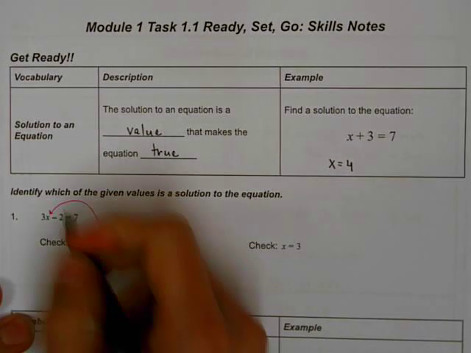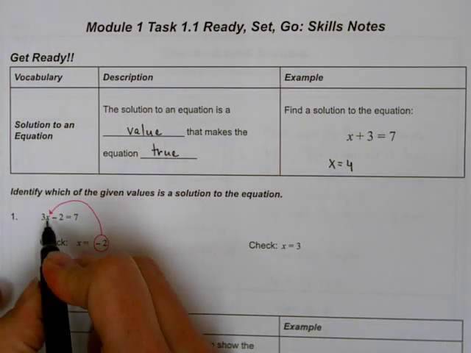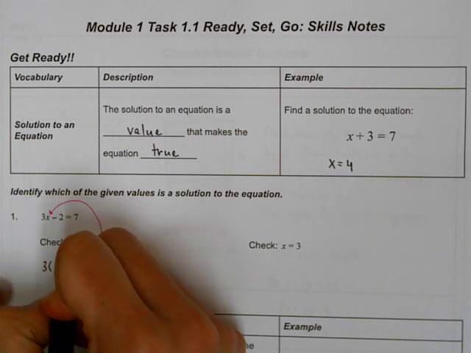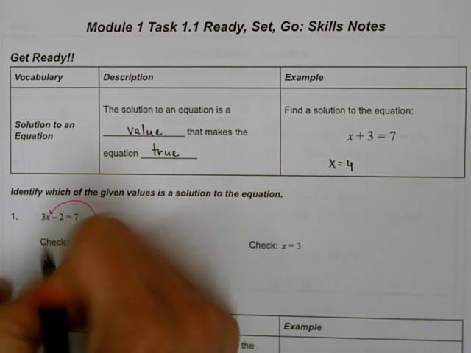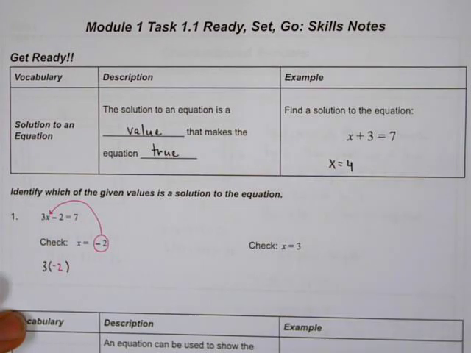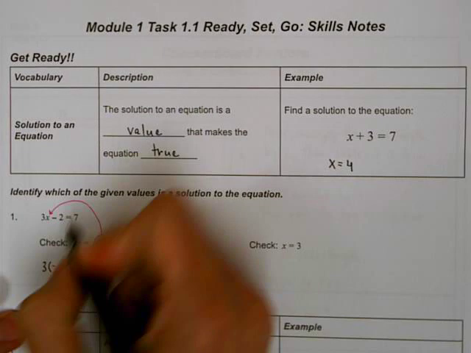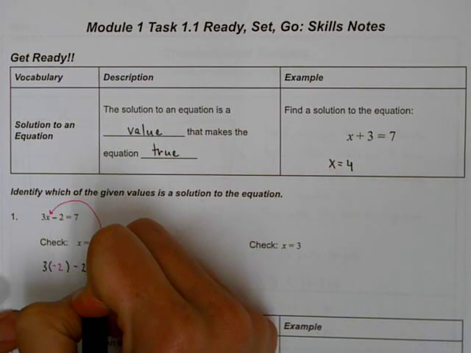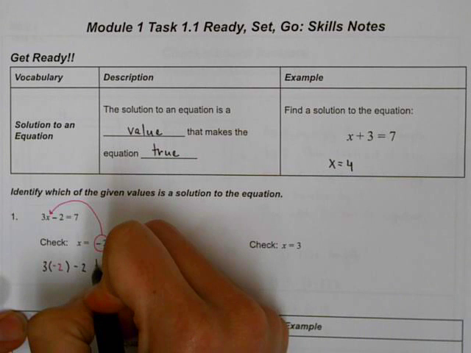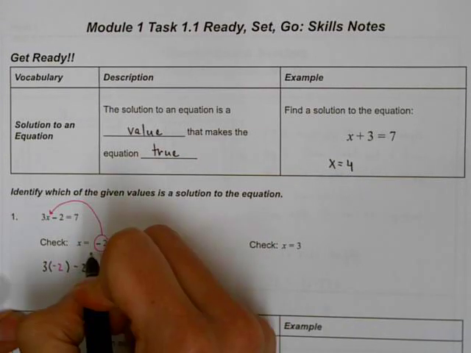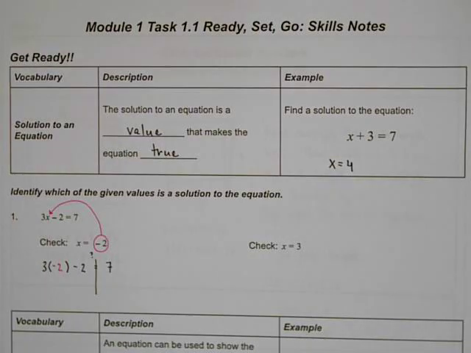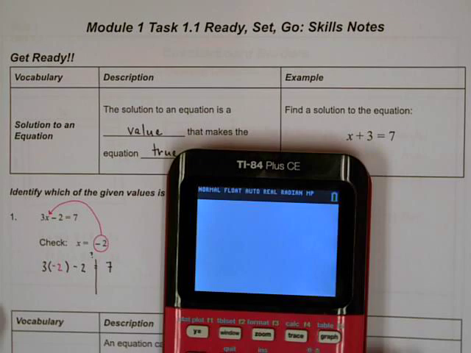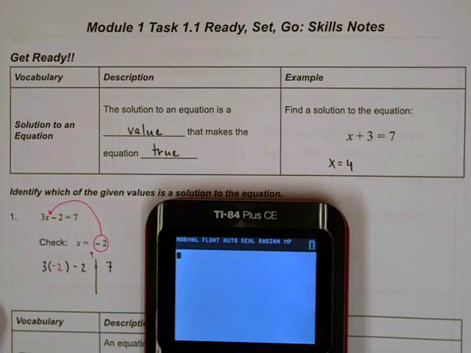I'm going to copy down the equation, except instead of the x, I'm going to put some parentheses in. And I'm going to substitute that x with the value of x that they gave me. And everything else I'm going to copy down. And so my question here is, is this actually equal to 7? And to find out, I'm going to go ahead and use my calculator. I highly recommend using a calculator just so we don't make any arithmetic mistakes in our head.